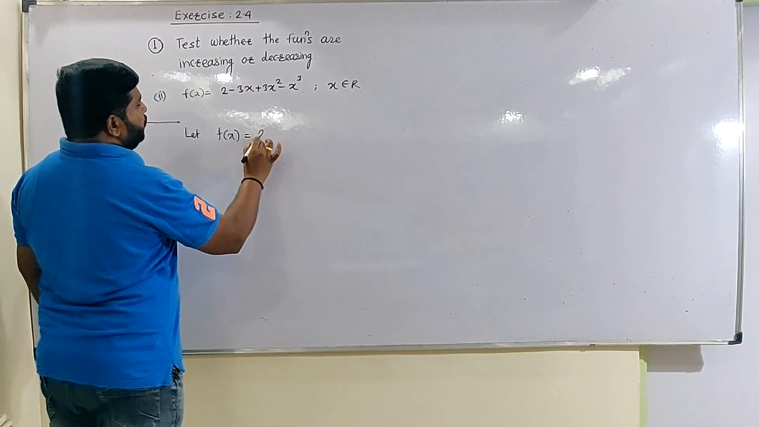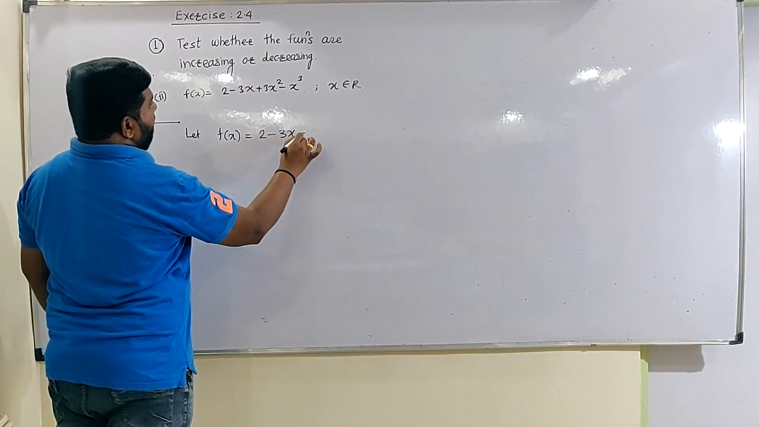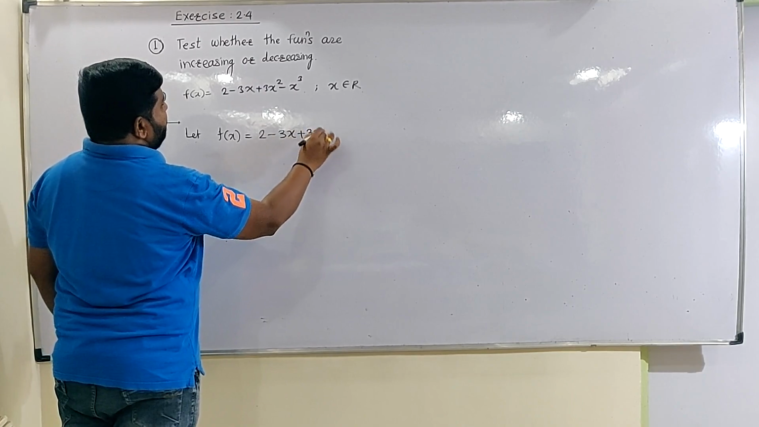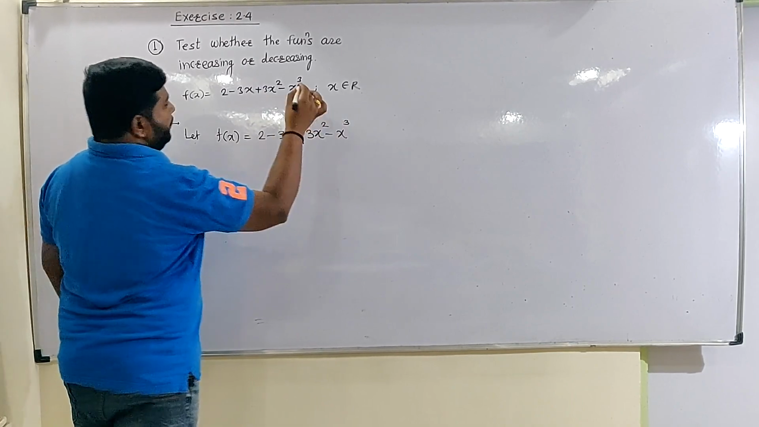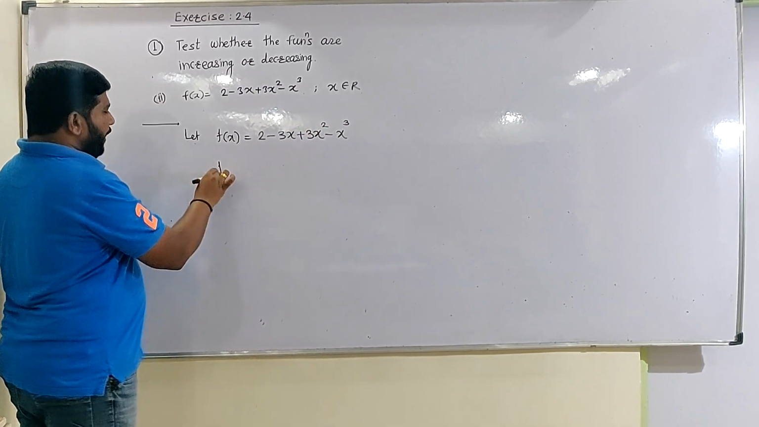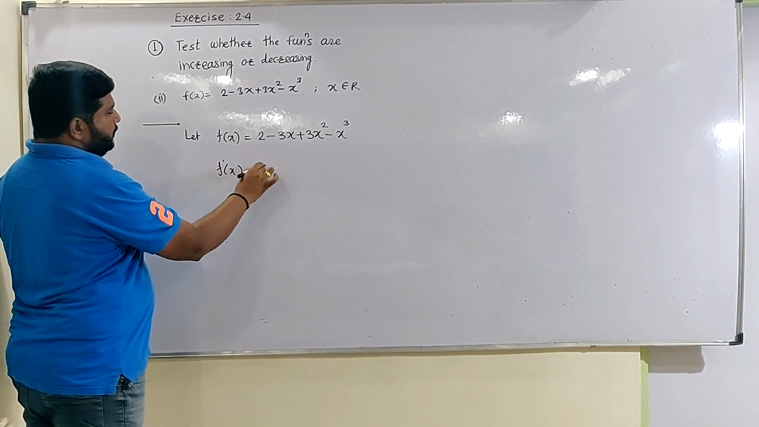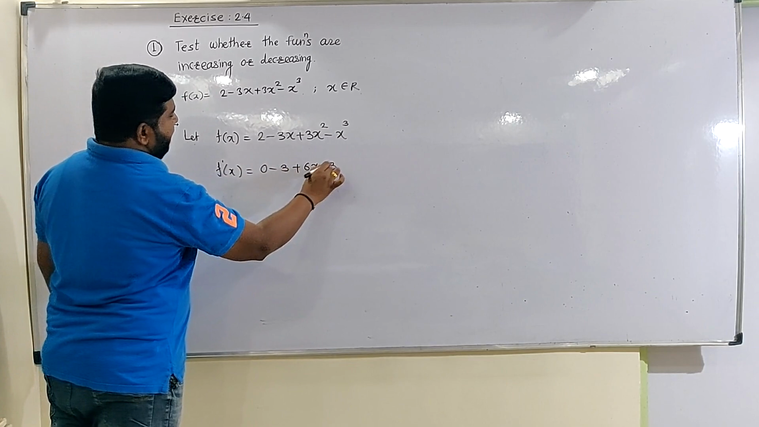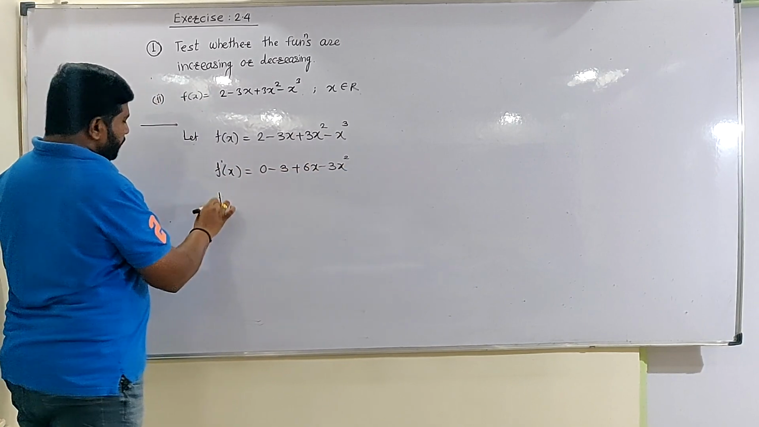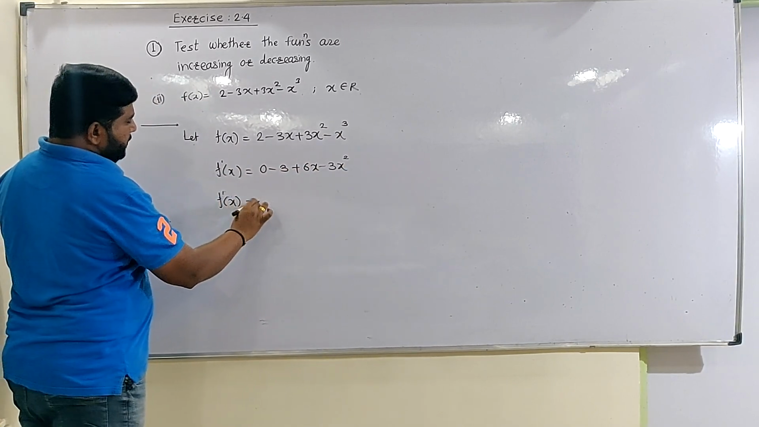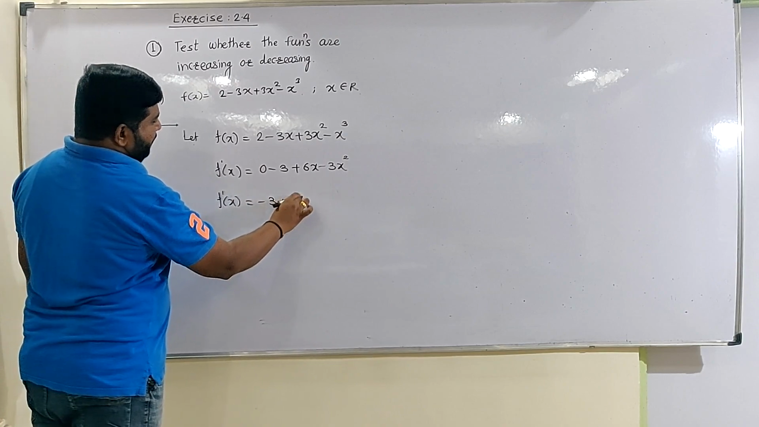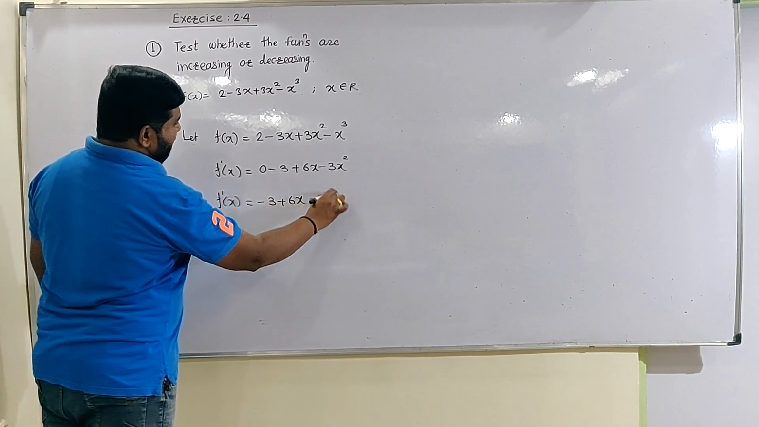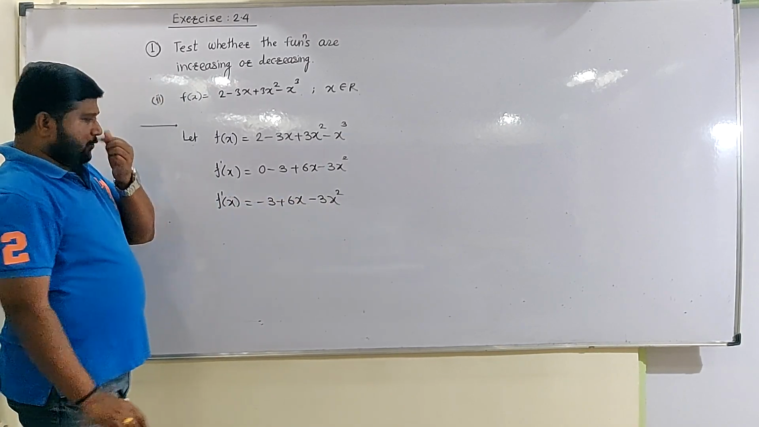So function is this: 2 minus 3x plus 3x square minus x cube. So as usual find out f dash of x. 0 minus 3 plus 6x minus 3x square. So f dash of x is equal to minus 3 plus 6x minus 3x square. This is f dash of x.